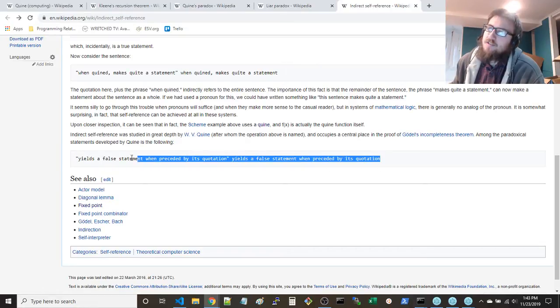So if you say this statement yields a false statement when preceded by its quotation, then you're not dealing with something paradoxical, because this whole statement is longer than this quotation. If this quotation would yield a false statement when preceded by its quotation, then this statement is an example of that, because this is preceded by the quotation itself. So this whole statement would yield a false statement. Okay, all right, got it.